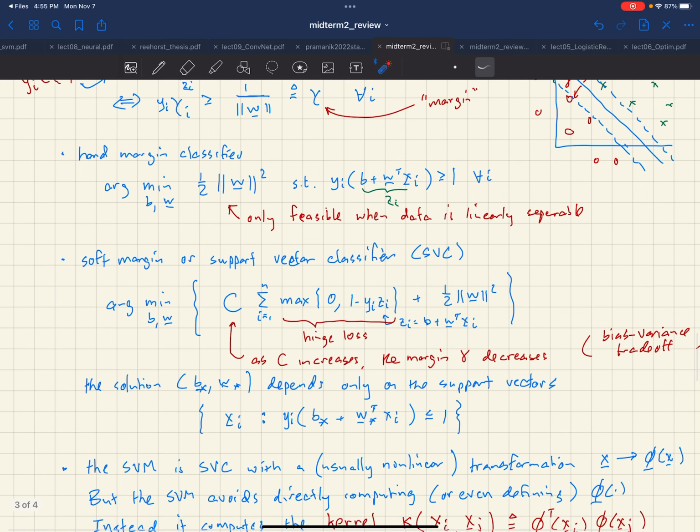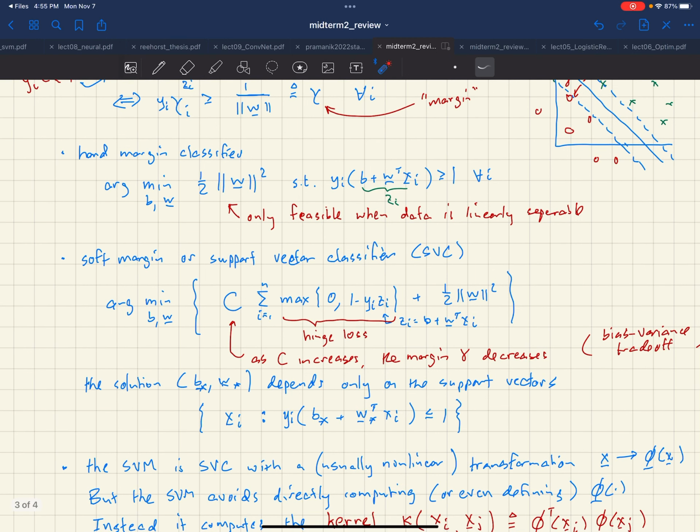Finally, the other thing we noticed is that the boundary made by this technique will only depend on some subset of your training samples, and you call those the support vectors. Those are the xi for which this quantity is less than or equal to 1.